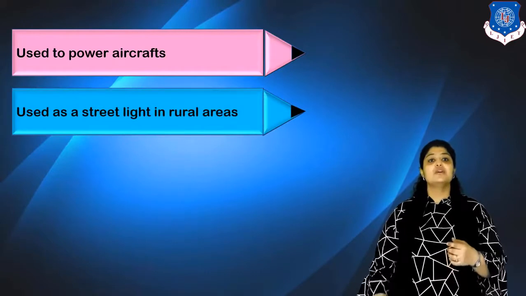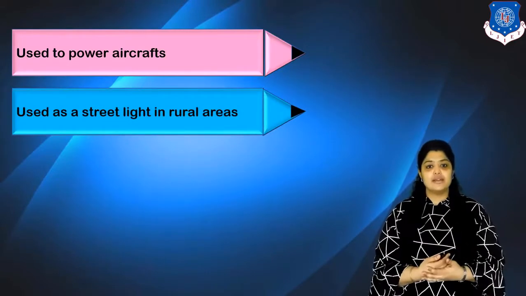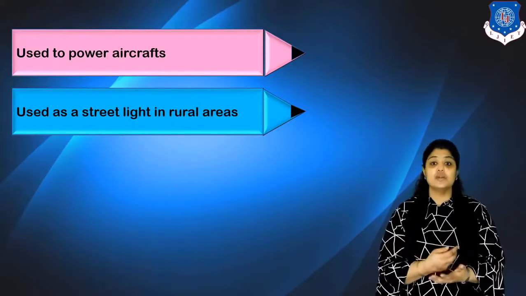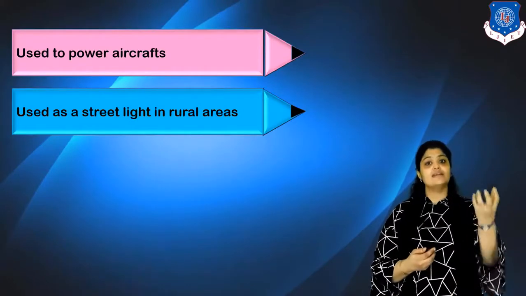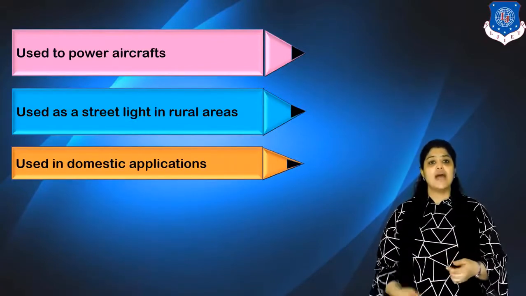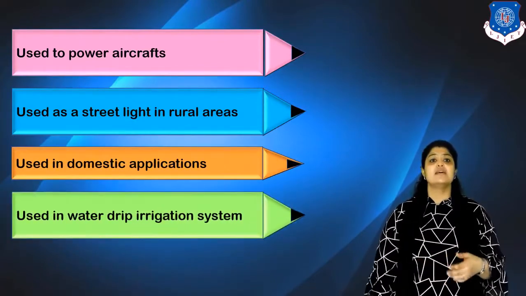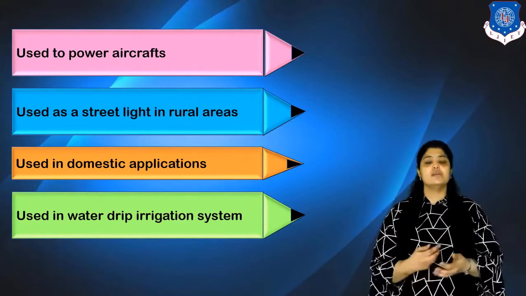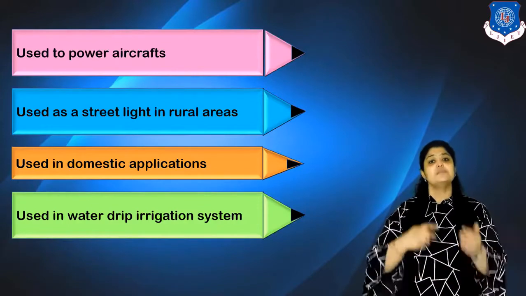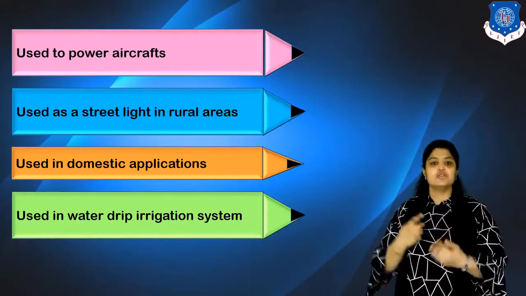Then we have used as a street light in rural areas. You might have noticed that all the street lights nowadays are using solar panels because the entire day they absorb the energy and at the night time they give us light. Then you have used in domestic applications, and lastly it is used in water drip irrigation system. So all the applications I have not mentioned, but I've tried to cover some of the applications of solar cell here.